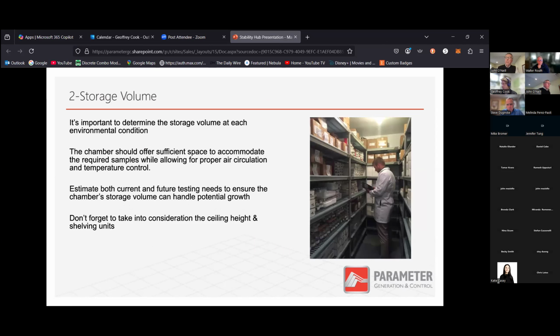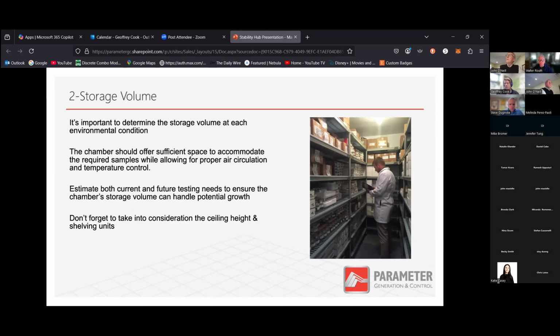So once you have the condition inside the chamber determined, we're going to be looking at how much room you need inside of that chamber. You can see the picture here in this slide. The shelves are generally loaded. If you're going to be purchasing a piece of capital equipment for a stability room, you're likely going to need to fill that room up with products to make it as economical as possible. So first you need to determine how much product that is.